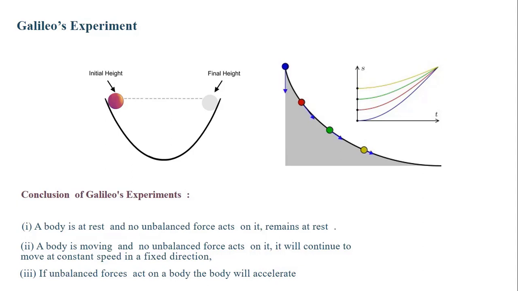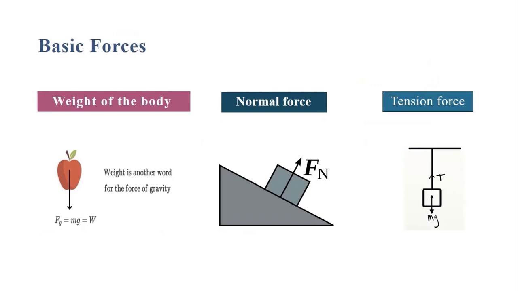So when there is some friction, what will happen? It will not move with uniform velocity, it will be decelerated, right? So in the third conclusion, it was explained that if unbalanced forces are acting on a body, then it will accelerate or it will decelerate, right? Depending on the motion of the particle. Now, there are three kinds of forces that we will discuss. One is weight of the body, another is normal force, and the last one is tension force.